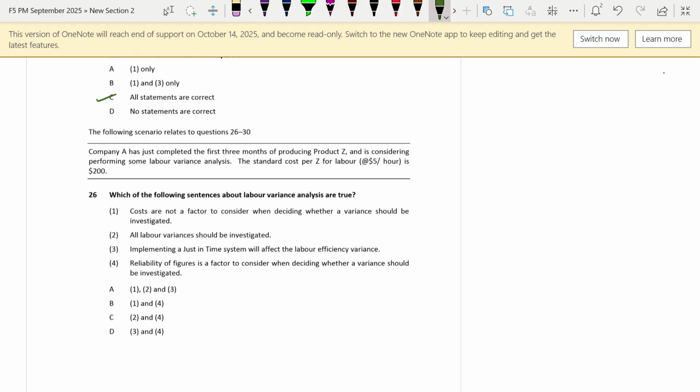Which of the following statements? They say that the company has just completed the first 3 months of producing Z and is considering performing some labor variance analysis. The standard cost is how much? 5 per hour is 200. Which of the following statements on labor variance analysis is true?